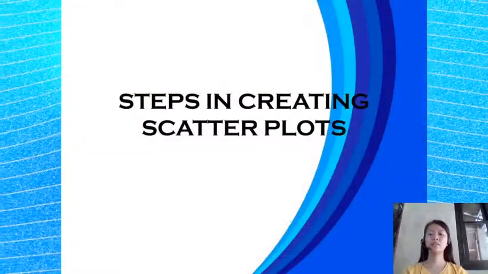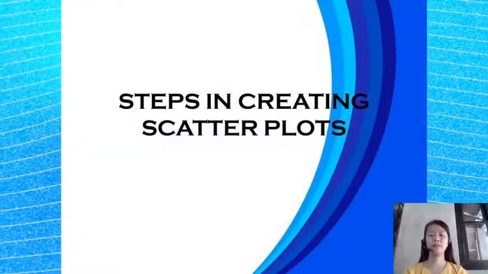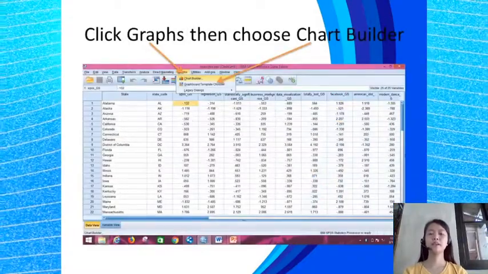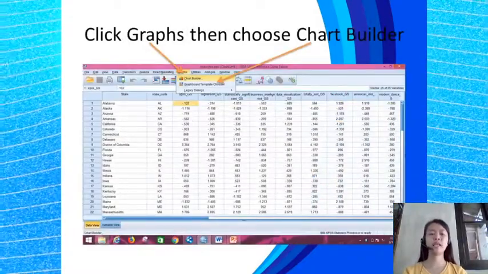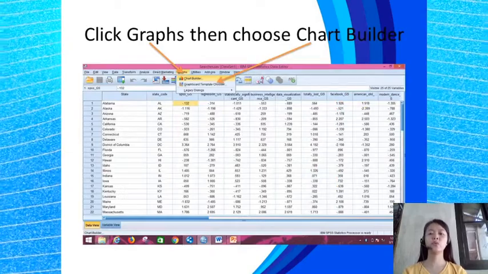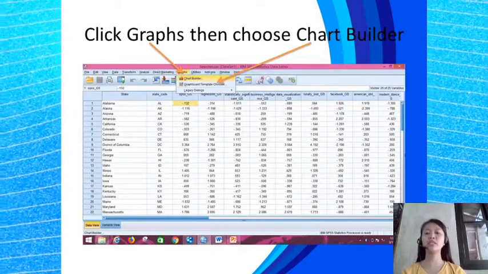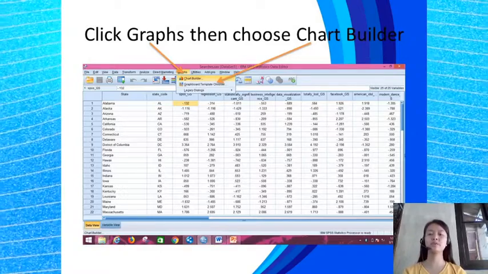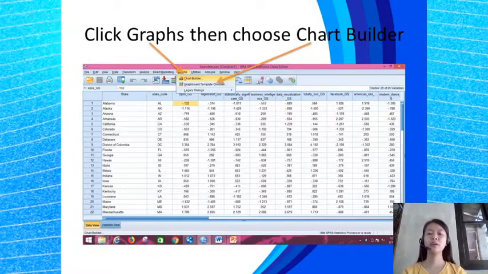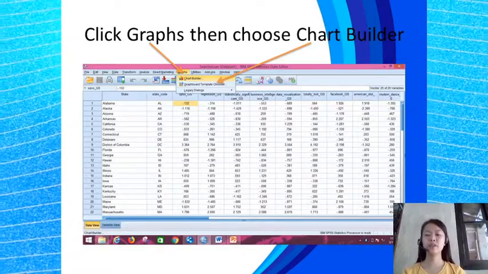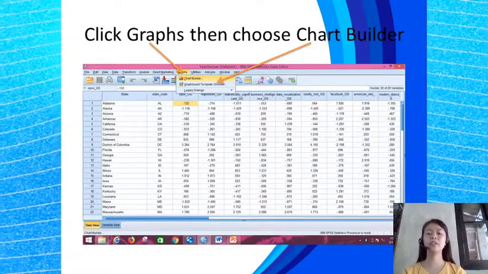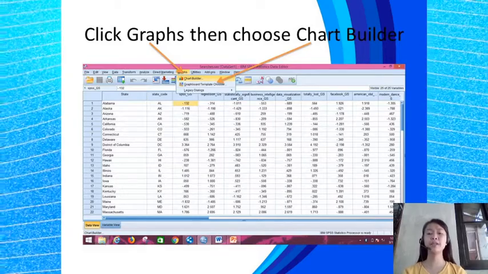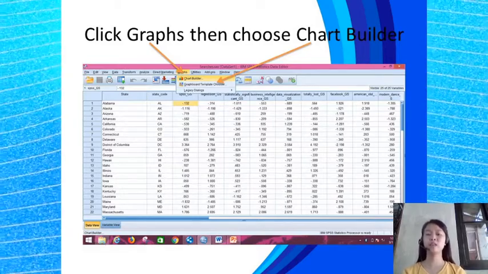These are the steps in creating scatterplots. The data below shows the different states, their state codes, and the different search engines used by the different state codes shown. Here, we are interested in determining if there is a relationship between the search engine SPSS and Totally Lost.